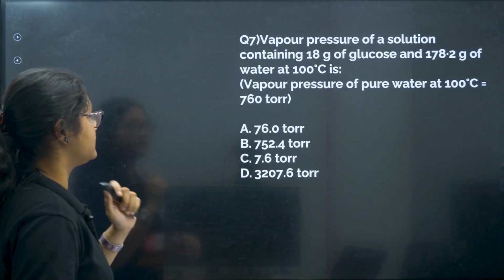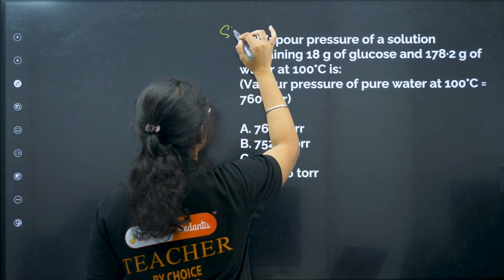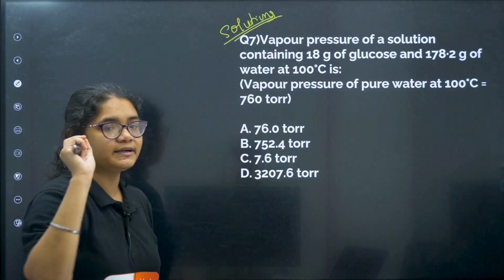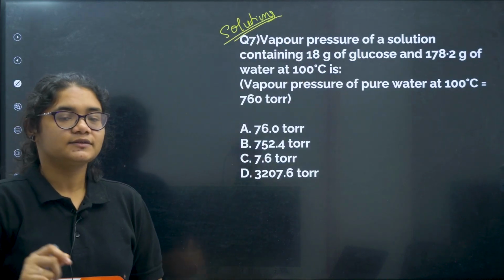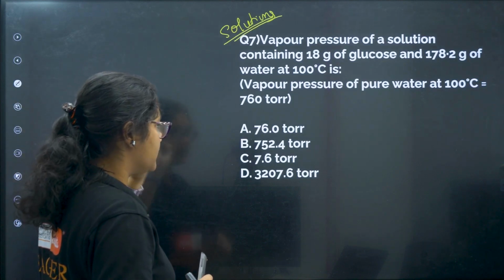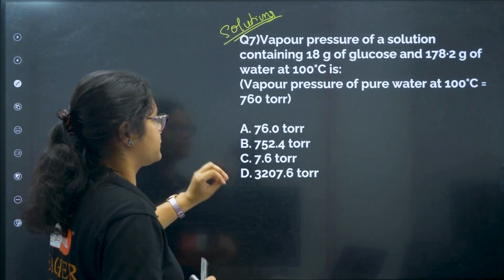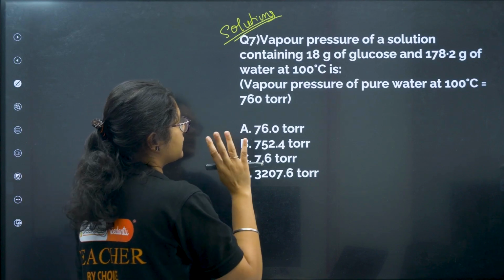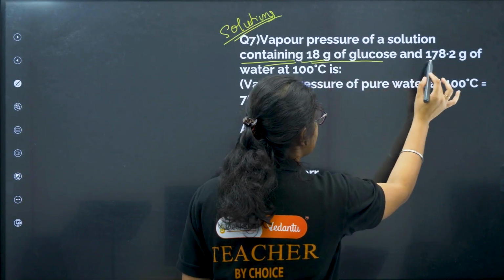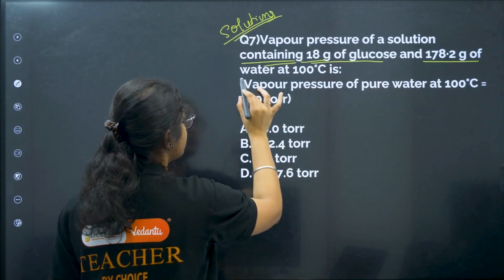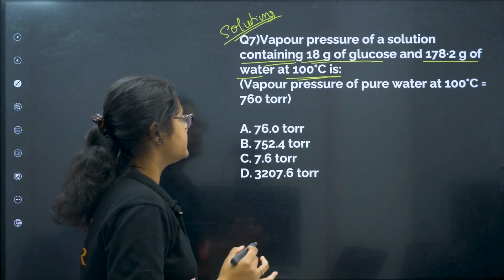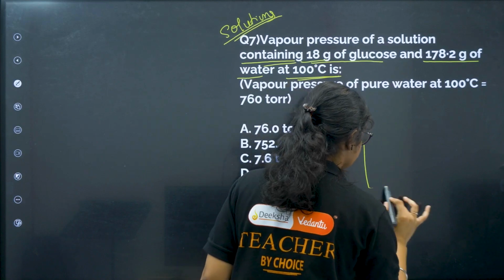Now coming to the 7th question, this is an important question from the chapter solutions. Solutions is a very high weightage topic for KCET exam. So if you are preparing, be very focused, give 100% attention to this question. Now vapor pressure of a solution containing 18 gram of glucose and 178.2 gram of water at 100 degrees Celsius is, okay. So let us imagine this question like this.